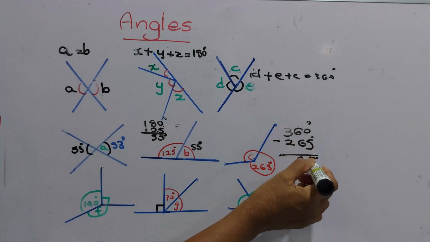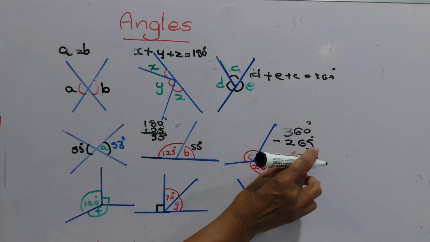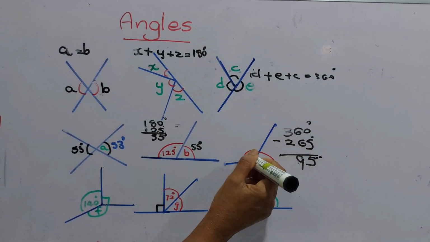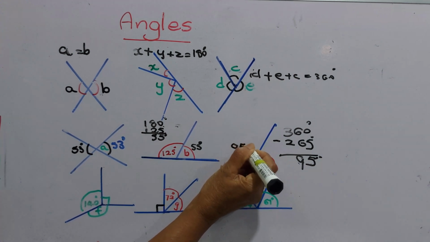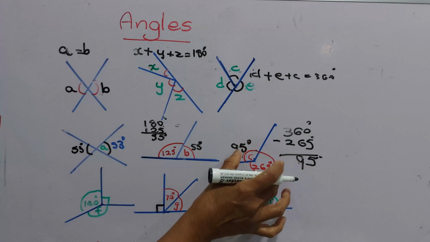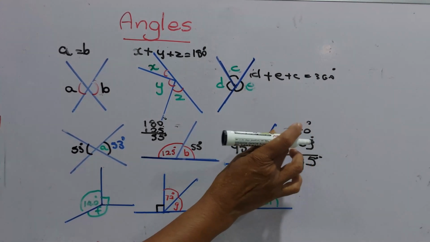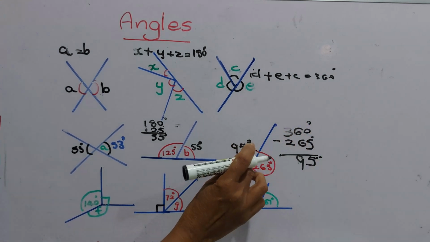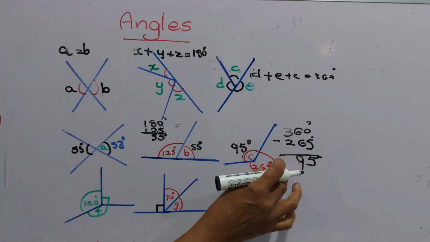We borrow 1, then 5 is here. 15 take away 6 is 9, so 95 degrees here. Let us see. Angle C gives 95 degrees. We have to subtract 265 from 360. Then this unknown angle C we found as 95 degrees.